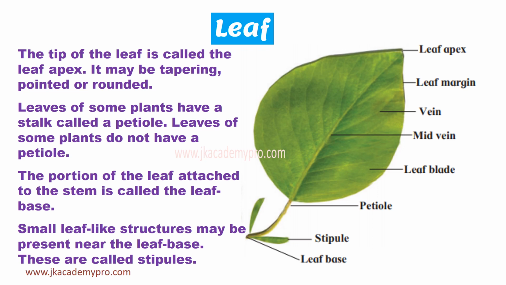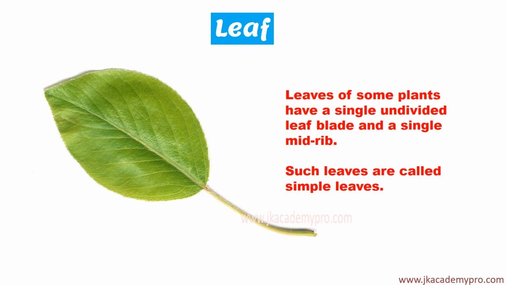And apart from all these parts, we will also find the veins that are there for the leaf, and it will have a middle vein, and then there are small veins branching out from these veins. So we have the veins also as part of the leaf. Let's learn about the different types of leaves based on the leaf blade or the lamina.